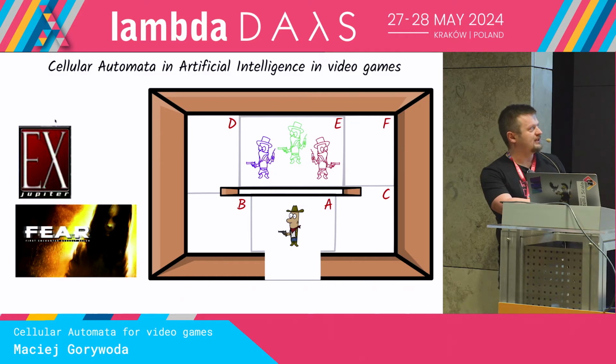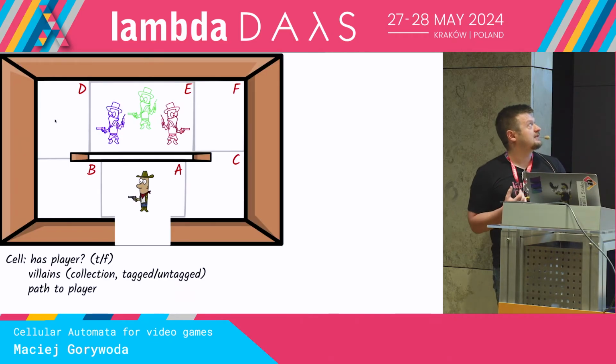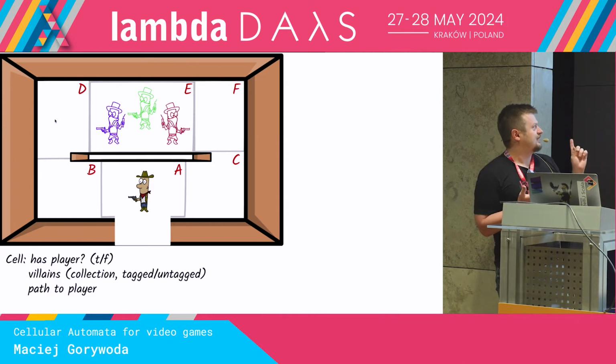Making decisions about how they should do it can be modeled with Cellular Automata. First of all, what is a cell in such a room and in such a world? The cell is an abstract piece that tells us that in the given area of the room there are villains. There might be more than one. The villains can be tagged or untagged. Tagged meaning that the villain already knows what to do. Untagged meaning that we need to make a decision for it. The cell also records whether it has a player or not.